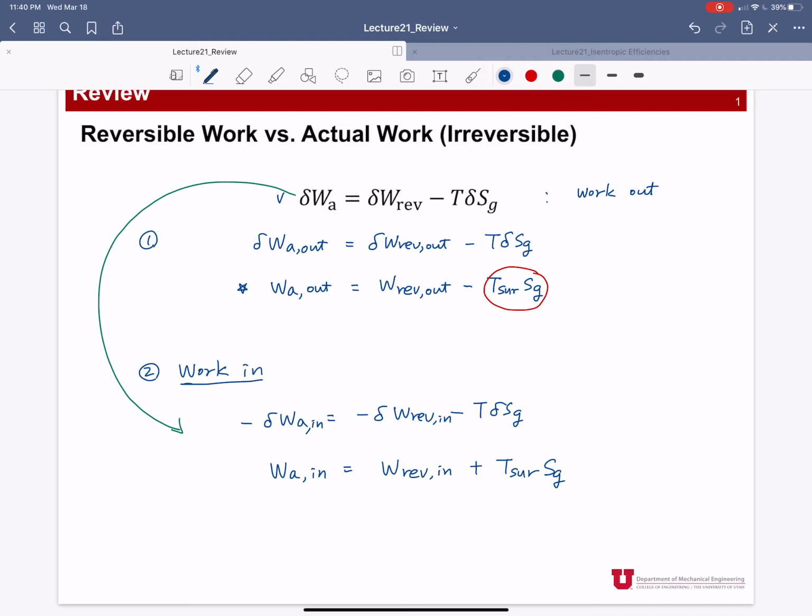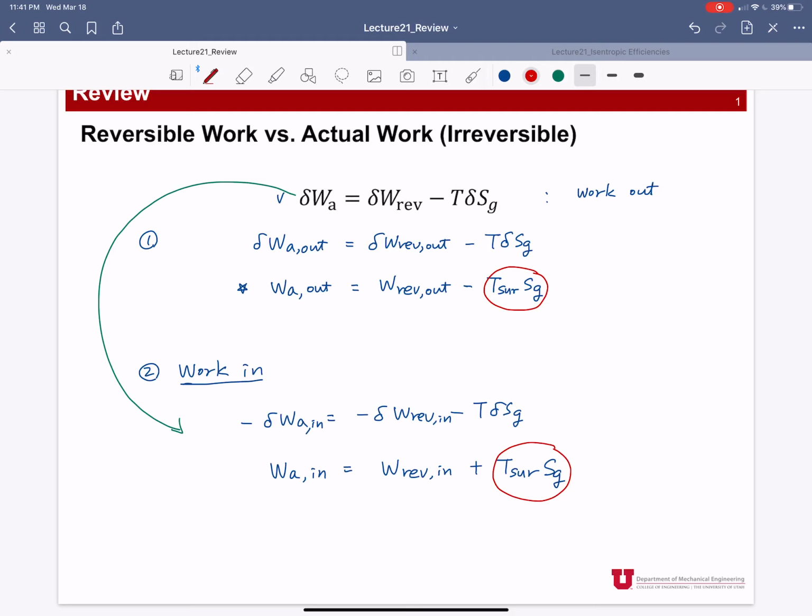So when your system needs work, like a compressor or a pump, the actual work that you need is always greater than the work you would need for the ideal case, and the difference is again T surroundings times entropy generation. So depending on your system and the entropy generation, you basically lose certain things, and that is not good.